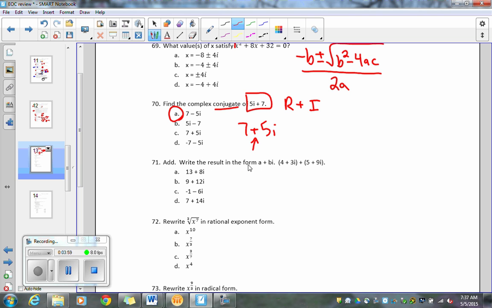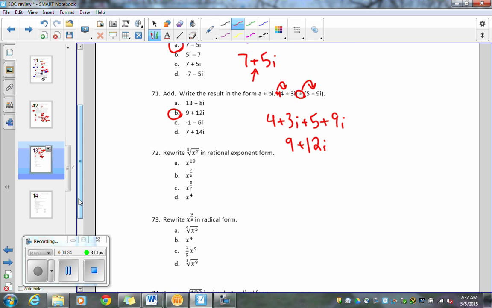71, write the result in the form a plus bi. What we're going to do is add the real numbers, and then add the imaginary numbers. Now we're in parentheses here. Remember, in class I told you to take whatever's on the outside of the parentheses and multiply it in. Well, there's nothing, so you always assume it's plus 1. This addition sign gets distributed in. That's like saying plus 1, so it's 4 plus 3i plus 5 plus 9i. So I add all my i's up. Actually, it's 9 plus 12i. Real numbers get added, imaginary numbers get added.